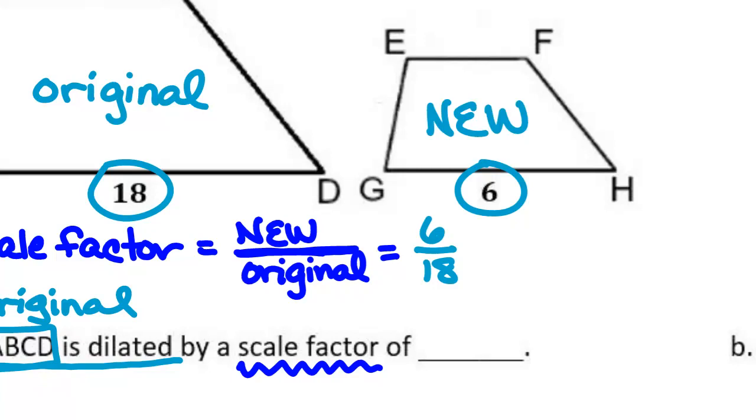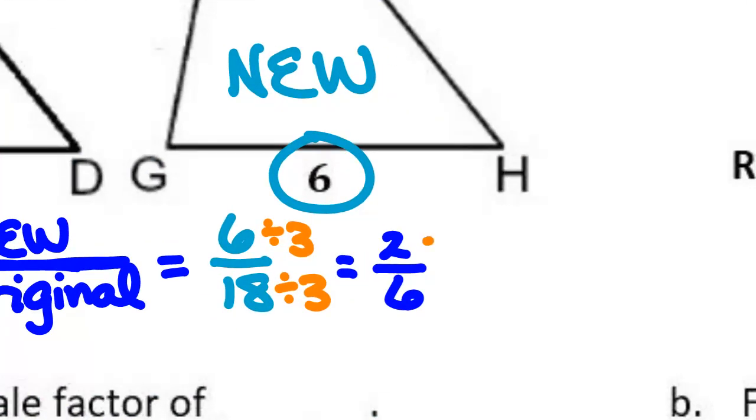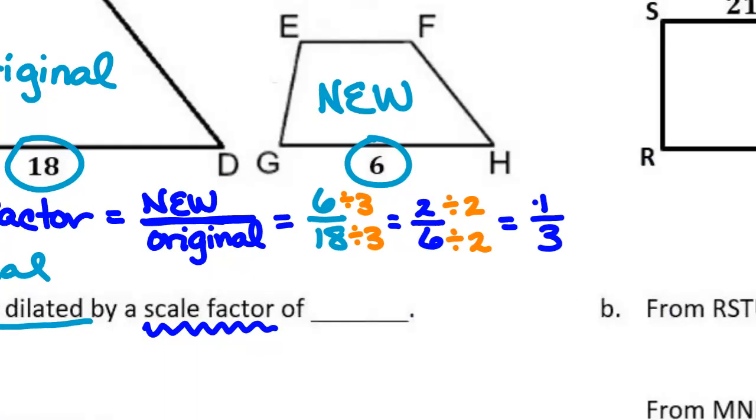What goes into both 6 and 18? Because it's not in simplest form. 3 goes into both of them, so let's reduce the top and bottom by 3. What is 6 divided by 3? 2. And 18 divided by 3? 6. Are we in simplest form yet? No. What goes into both 2 and 6? 2 goes into top and bottom. And so that would give me what as my scale factor? 1 over 3, 1/3.